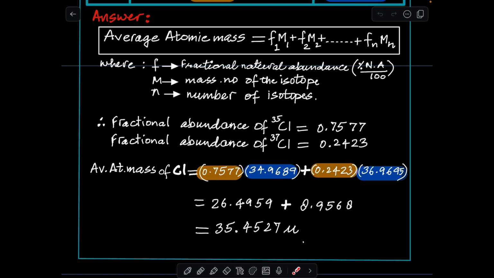Now, in your periodic table, this value is approximately written as 35.5 units. And this is why we have a fractional value of atomic mass in the periodic table, because it is basically the average atomic mass of different isotopes. So this is all about this question.